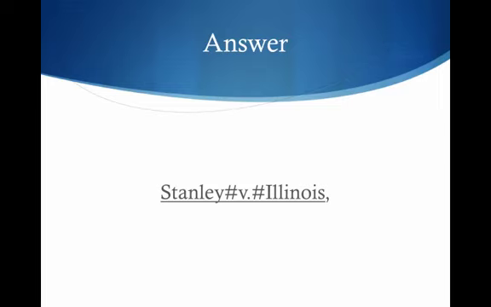Now, why isn't Illinois abbreviated? After all, the question did say that this is going to be in a citation sentence. Remember, we do not abbreviate our geographical location if it's the only word in the party. Therefore, Illinois is written in full and is not abbreviated under Rule 10.2.2 or Table T10.